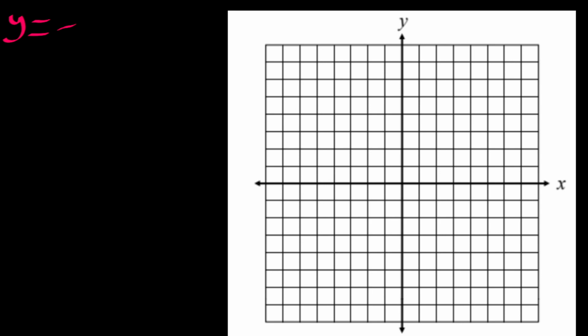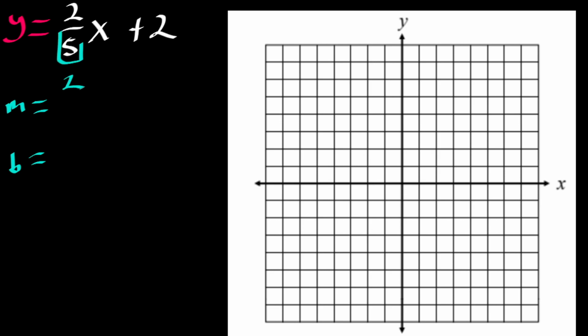Let's say y equals, I want to do a fraction. Let's do 2 over 5x plus 2. All right, so your job is to find the slope and find the y-intercept. So slope is m. Once again, that's always going to be this coefficient in front of x. So that's 2 over 5. And then whatever's added or subtracted at the end, that's going to be my y-intercept. So 2 is b, which tells me (0, 2) is my first point. So I'm going to go to 0 on the x, up to 2 on the y. So there's my first point.